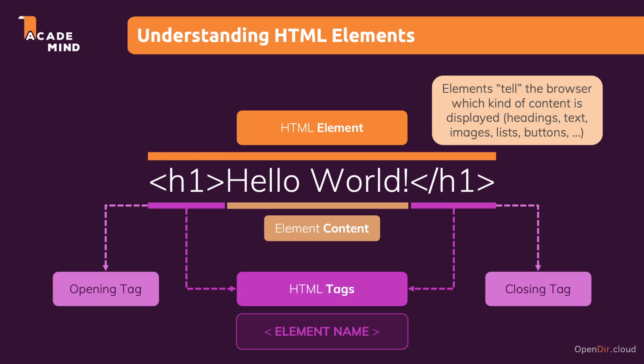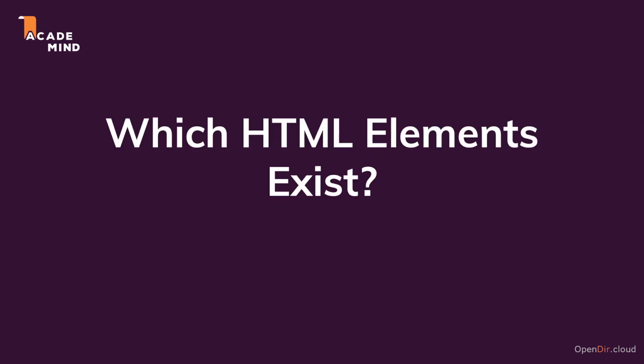In case of the h1 tag, it tells the browser that this is a main heading, a main title on the website. But that, of course, brings us to another important question. Which HTML elements exist? How do we know which elements we can use?